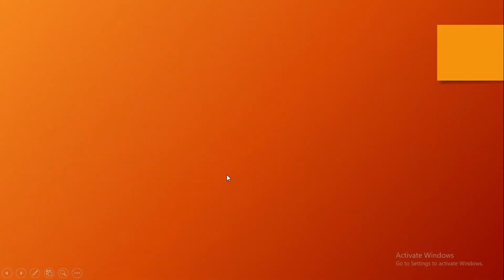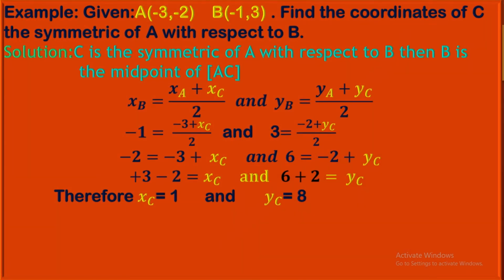Well, let's learn together how to find the coordinates of the point of symmetry. As you see, we have an example given the points A and B. They are giving you their coordinates. We should find the coordinates of C, which is the symmetric of A with respect to B. What does it mean with respect to B? Then B is the midpoint of the segment AC. What segment? AC. The main point and the point of symmetry.